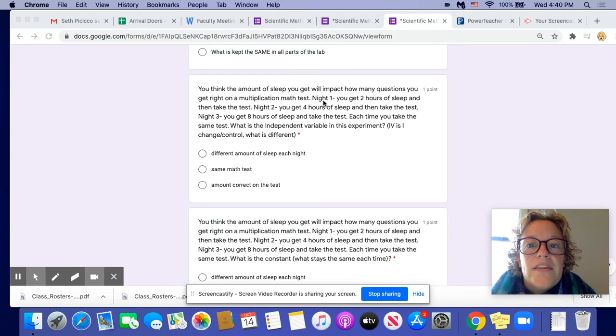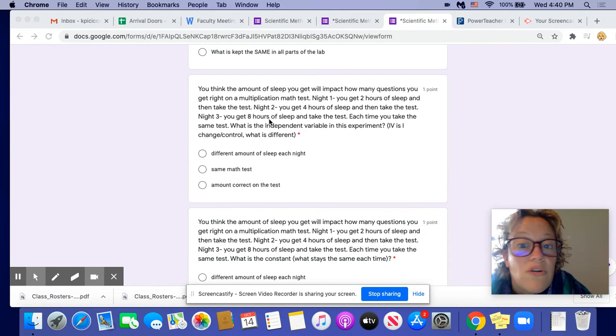So on night 1, it says you get 2 hours of sleep, and then the next day you take the test. Night 2, you get 4 hours of sleep and then take the test. And night 3, you get 8 hours of sleep, and then you take the test. Okay, so each night you're changing the amount of sleep.